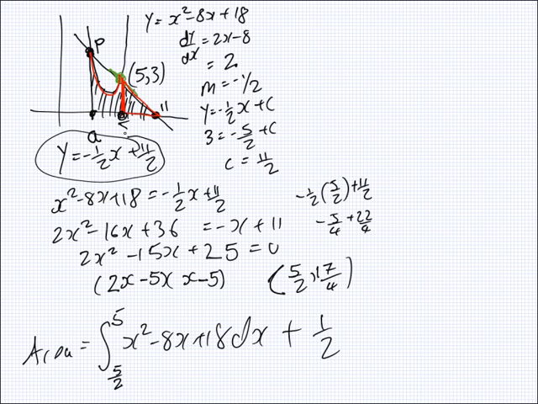Now if that's 5 and that's 11, how big is this base here? Come on, if that's 5 and that's 11, it's 6. And the height? 3. Positive. Is it?